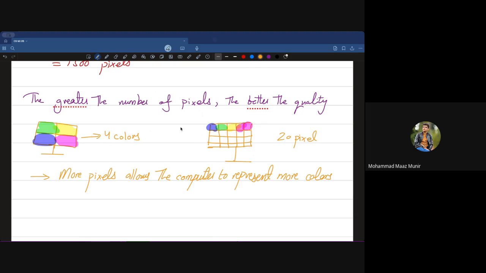So at this point, you can observe that we have one image being displayed, but it has 20 different colors, and so it would look way more real, right? In comparison to this, where we only had 4 colors, so it might not look that real. And so this also shows that when you want to increase the quality of a specific image, you basically increase the number of pixels.